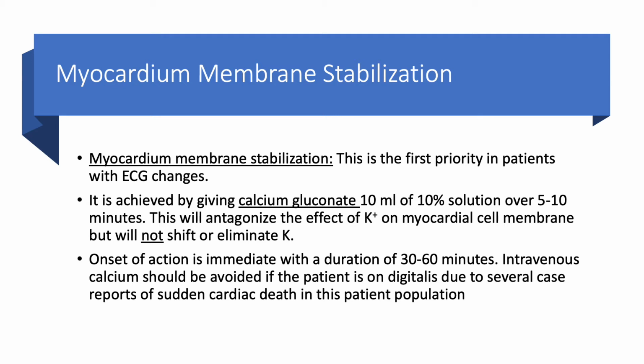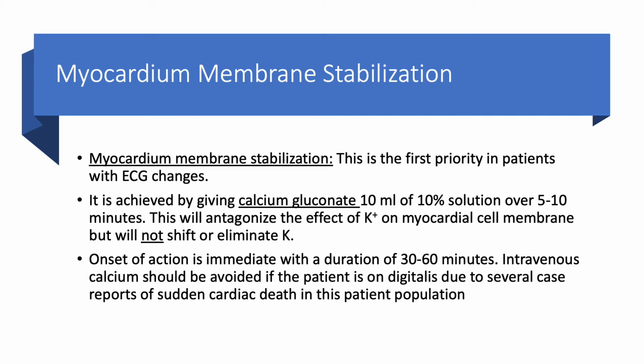This will immediately antagonize the effect of potassium on the myocardial cell membrane, but it doesn't do anything else. It does not shift potassium. It does not eliminate potassium. Therefore, if you don't have EKG changes, it has no benefit. If the patient is on digitalis, is on digoxin, don't do it because there have been several case reports of sudden cardiac death. Now, the onset is immediate and the duration of action is 30 to 60 minutes. You can repeat it if needed.